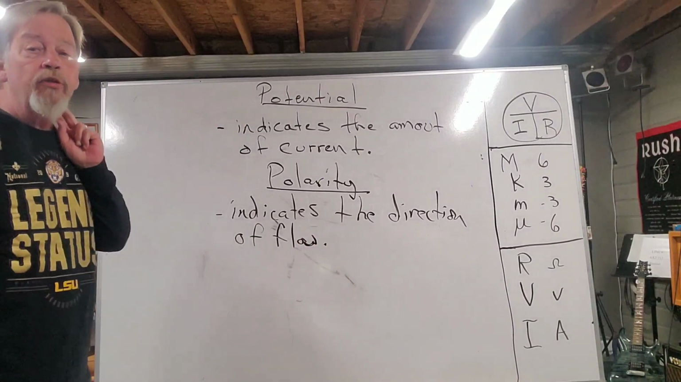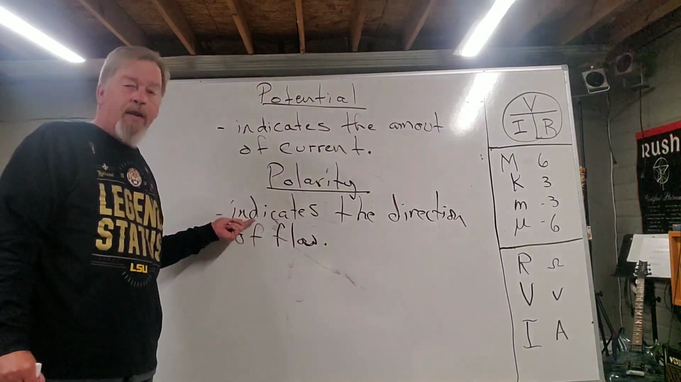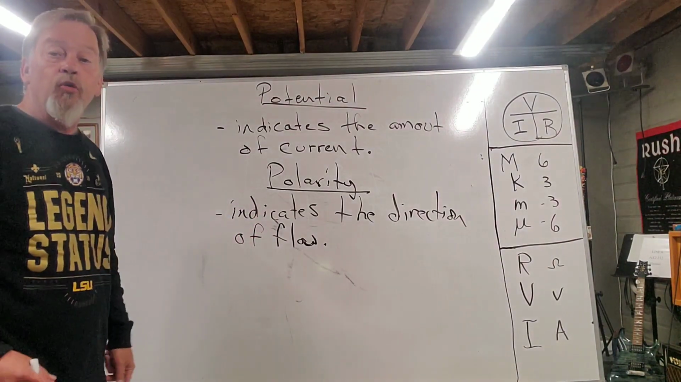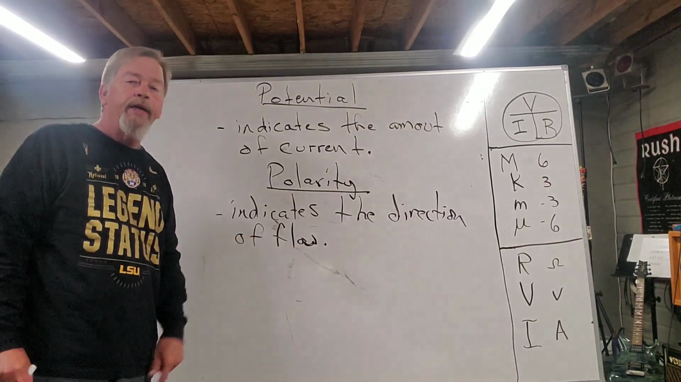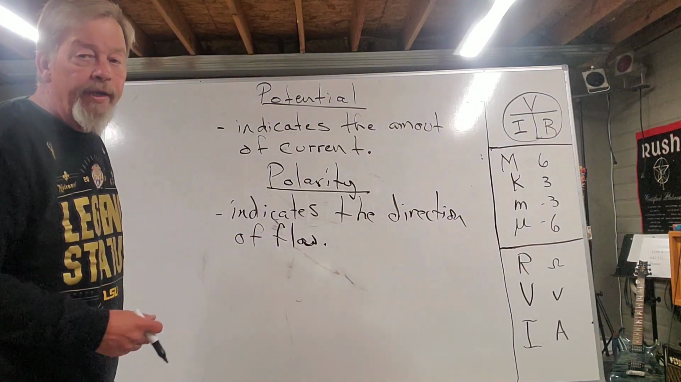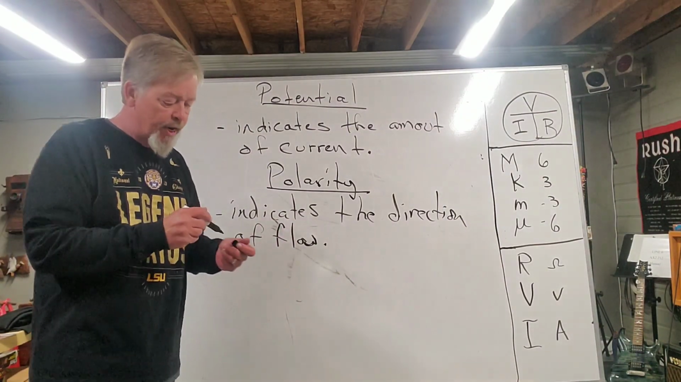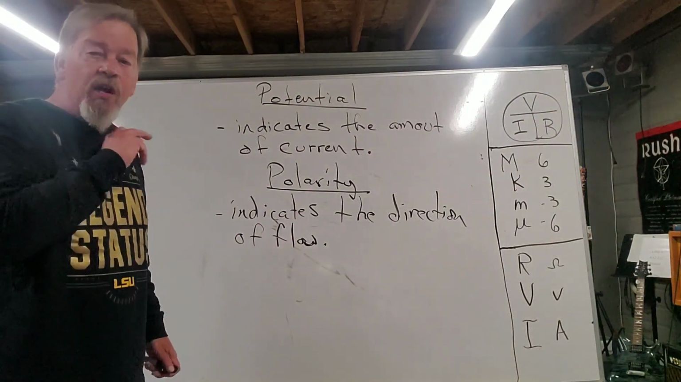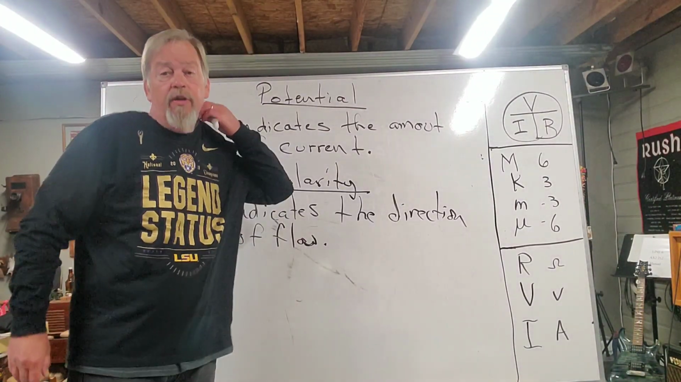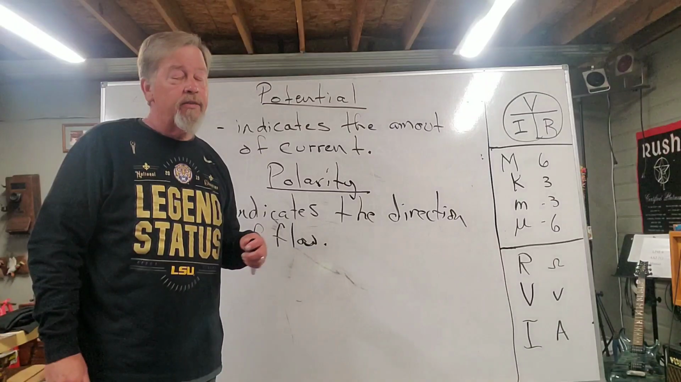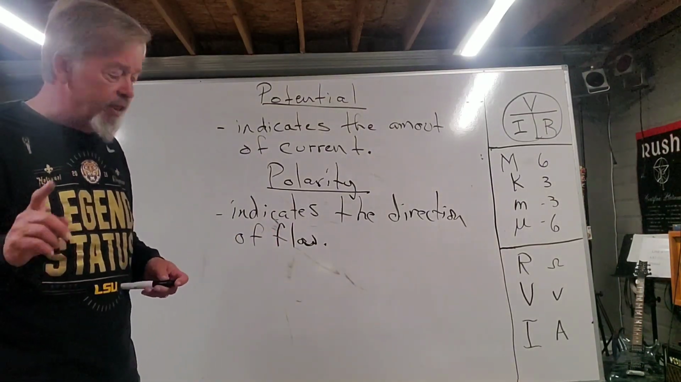So potential indicates the amount of flow, and polarity indicates the direction of flow, whether it's flowing toward the meter or away from the meter based on the point that ground is. Okay? So look, I know there was a number 6 problem on that series worksheet, and some of you got it pretty good. Some of you were having a little bit of trouble, so let me show you one.